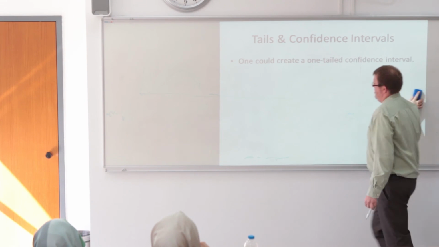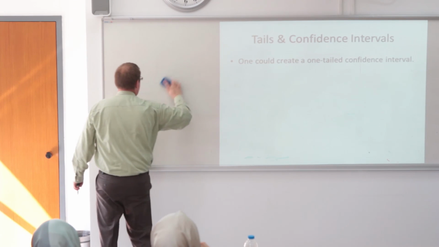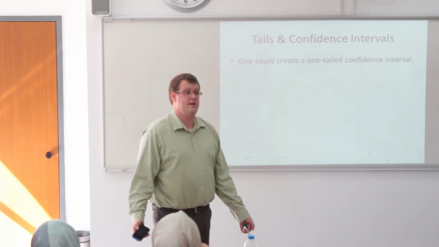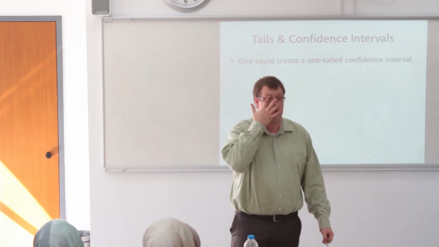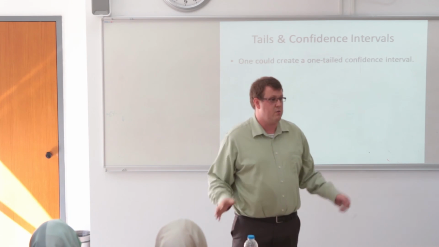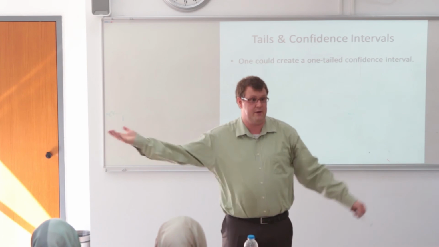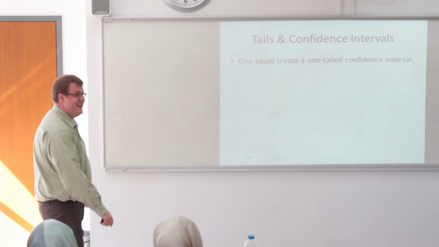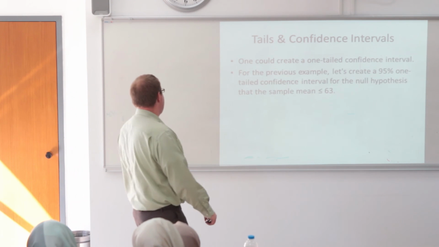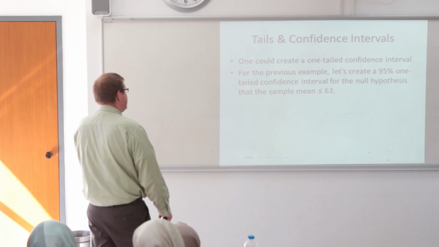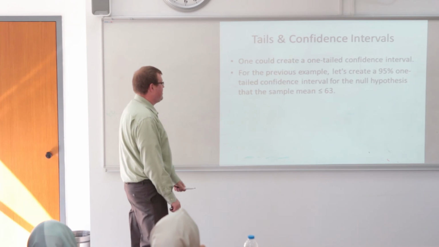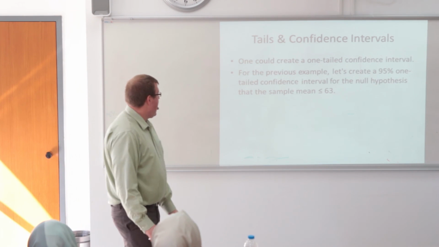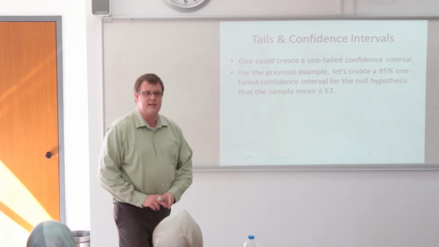So, if we have a one-tailed confidence interval, at least the absolute value of one of those values is going to be infinity. Depending on which tail we're talking about, it could be positive infinity or negative infinity. All right, so for the previous example, let's create a 95% one-tailed confidence interval for the null hypothesis that the sample mean is less than or equal to 63.